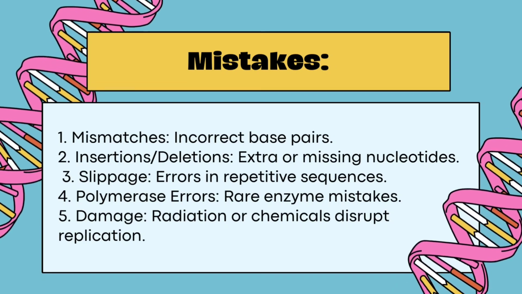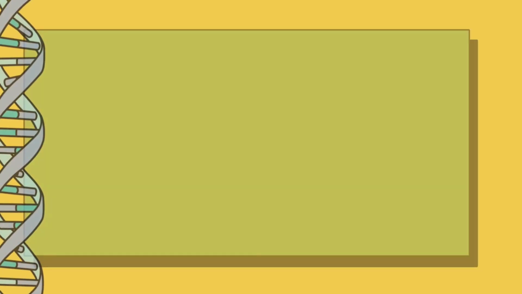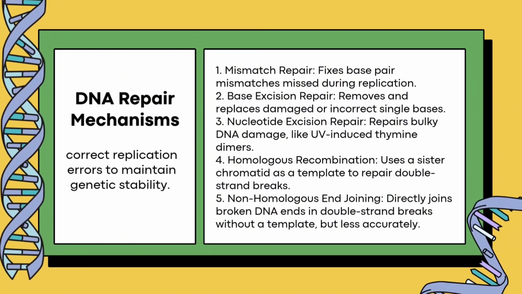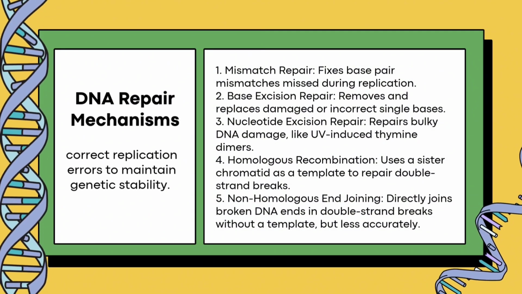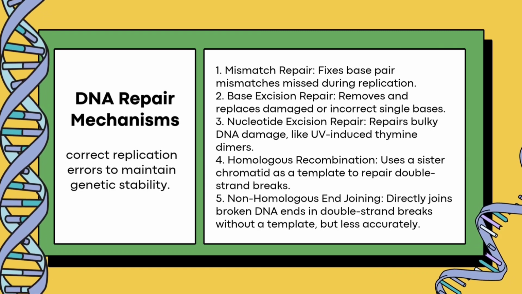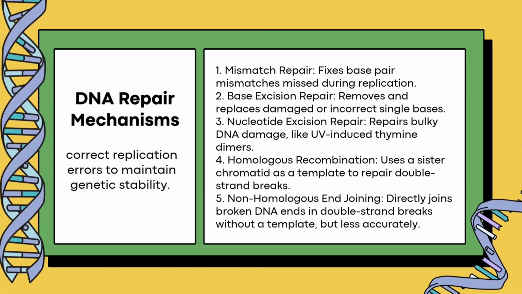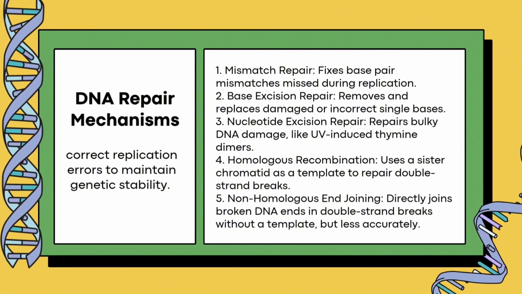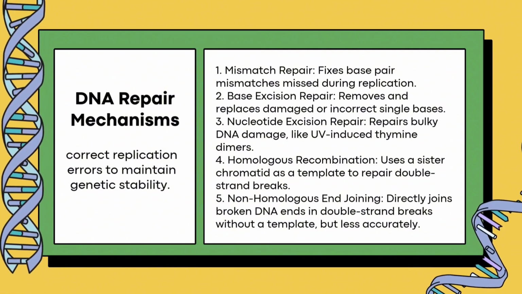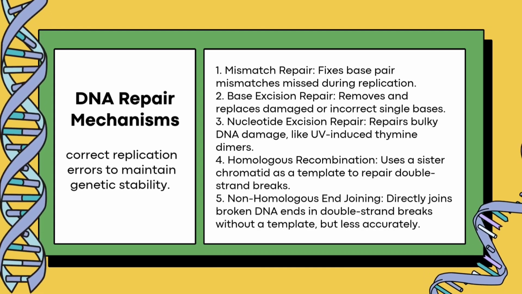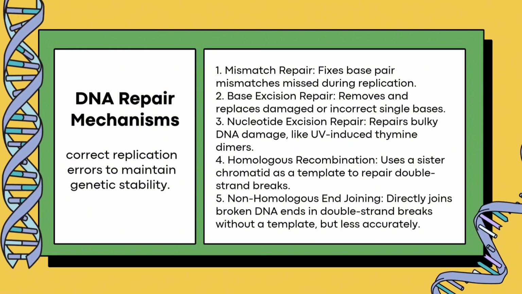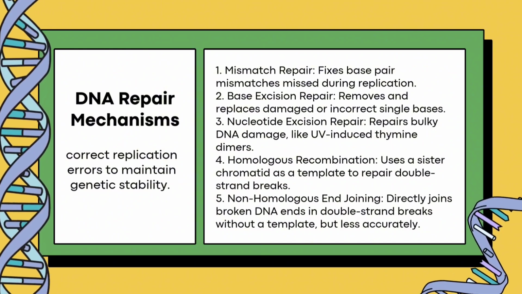Lastly, non-homologous end joining. This system also repairs double-strand breaks but without a template. It directly joins the broken ends, making it faster but prone to errors like small insertions or deletions. NHEJ is vital for repairing breaks outside of cell division but can lead to mutations, contributing to genomic instability if frequently used.